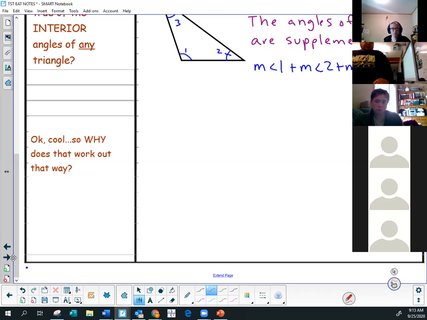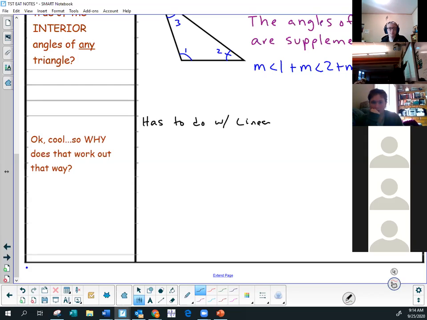Linear pairs. Okay, so linear pairs add to 180 degrees. And so we can use that. Are there any other relationships that add to 180 degrees? Let me rephrase. What other relationship do you know of where the angles end up being supplementary? Same side. Say it louder. Same side. And that's my abbreviation for same side interior angles.